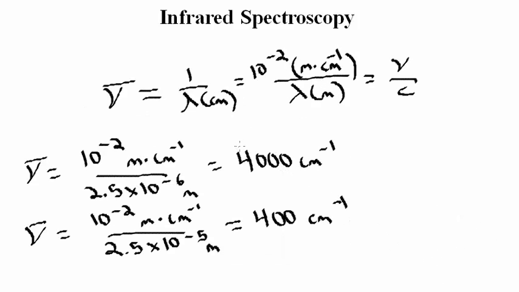Given the wavelength range that I just identified of 2.5 times 10 to the minus 6 to 2.5 times 10 to the minus 5 meters, when expressed in frequencies, the vibrational region of the infrared spectrum extends from 4,000 wave numbers to 400 wave numbers. An advantage of using frequencies is that they are directly proportional to energy. So the higher the frequency, the higher the energy of the radiation.